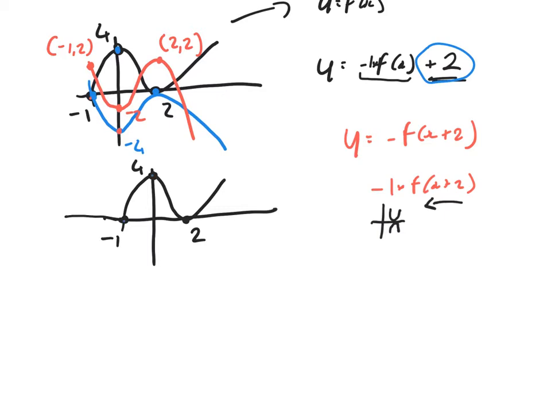Okay, so we'll get 3 points, so we need 3 new points. -1 will now go to -3. 2 will now come into 0. And 0, 4 will now come into -2, 4. Let's just make sure I get the shape of the thing correct. And that's that.